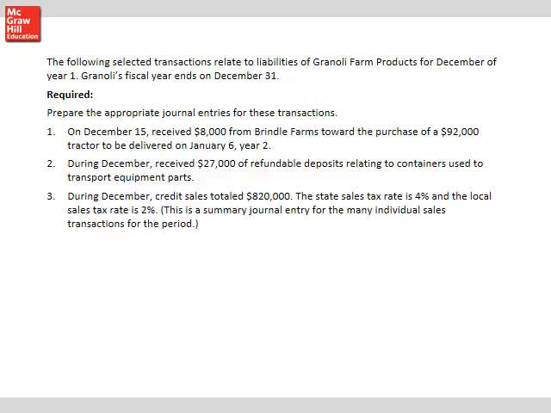During December, we received $27,000 of refundable deposits relating to containers used to transport equipment parts. And 3, during December, credit sales totaled $820,000. The state sales tax rate is 4% and the local sales tax rate is 2%, so that's a total of 6%. This is a summary journal entry for the many individual sales transactions for the year.